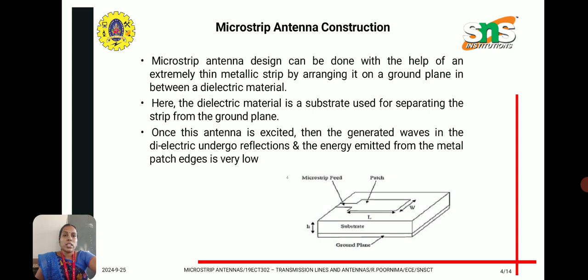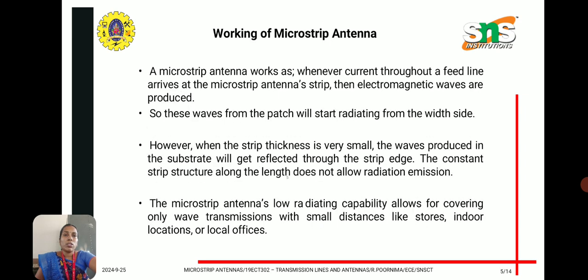Once this antenna is excited, the generated waves in the dielectric undergo reflections and the energy emitted from the metal patch edges is very low. A microstrip works as follows: whenever the current throughout a feed line arrives at the microstrip antenna, electromagnetic waves are produced. These waves from the patch will start radiating from the width side. When the strip thickness is very small, the waves produced in the substrate will get reflected through the strip edge. The constant strip structure along the length does not allow radiation emission.